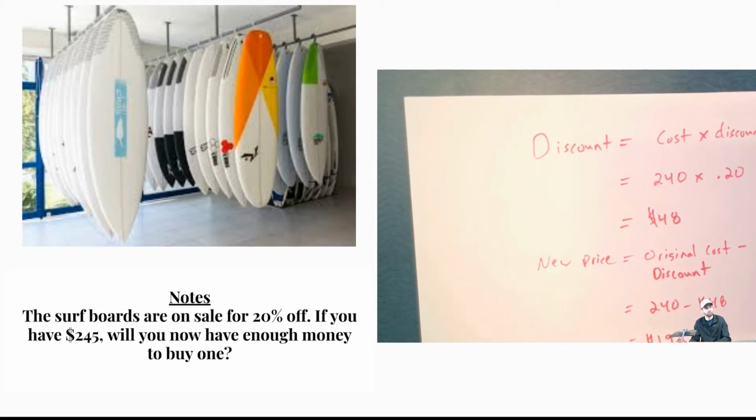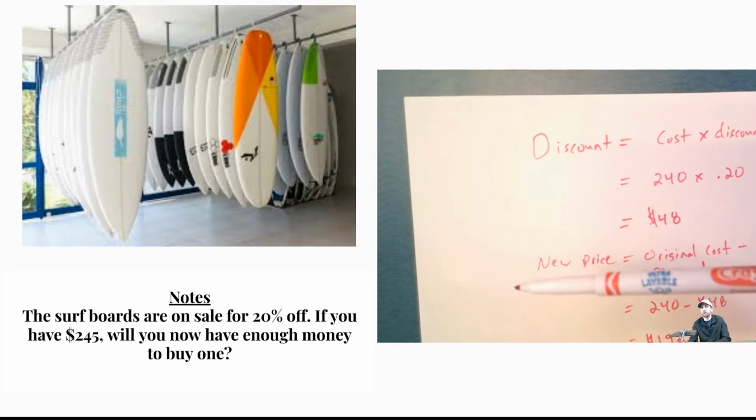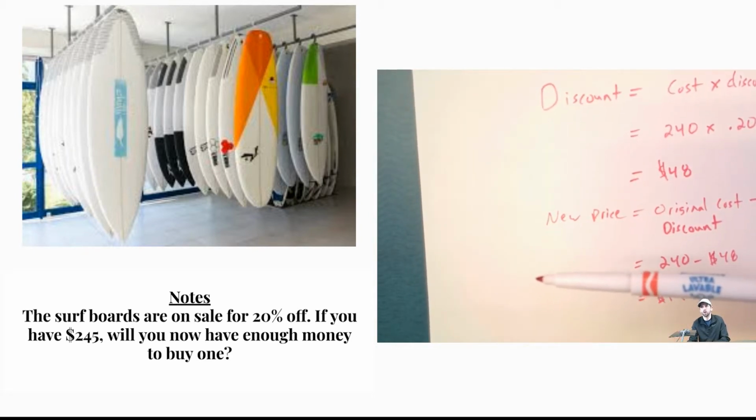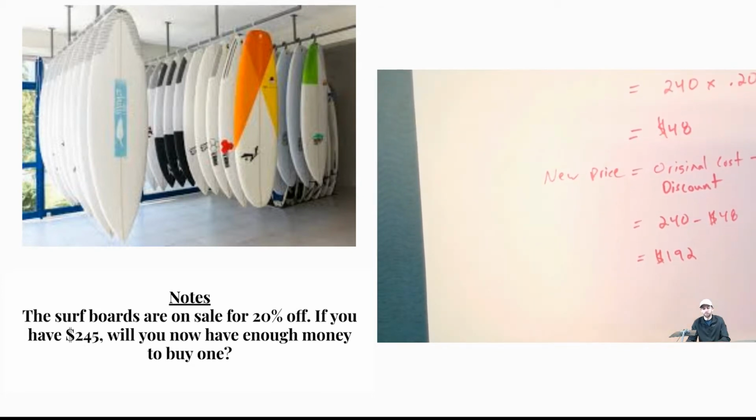All right. Now that is his discount. Does he have enough money? That's what the question's asking. Do you have enough money to buy one? Well, $192 is not your cost with tax. Going back to our previous one, we're going to have to figure out what is our cost with tax. So let's go ahead and do that right now.